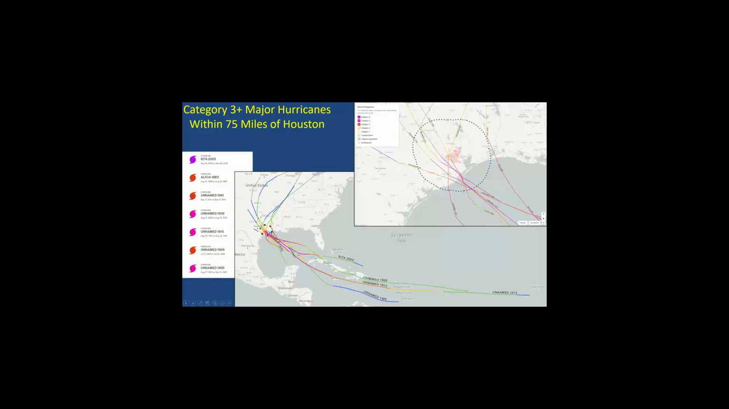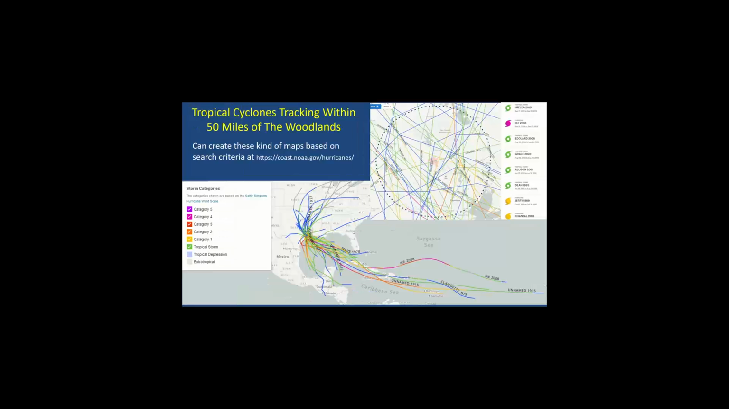Now, some of those will recurve before reaching us, but notice there are several here that did, in fact, follow that path. We can do something similar. We can say, okay, show me all the tropical cyclones tracking within 50 miles of The Woodlands. And so you can see, yeah, we get a bunch, right? I mean, there's dozens of them here.